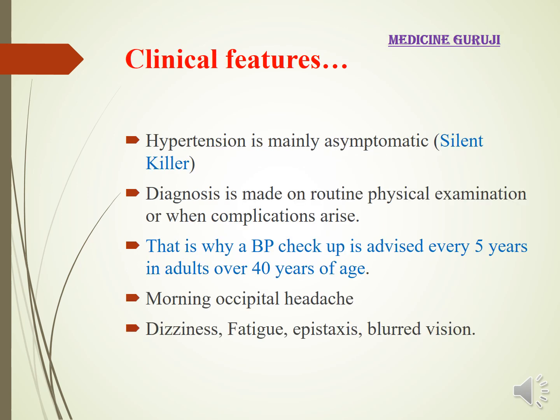What are the various clinical features a hypertension patient has? Remember, it is known as the silent killer. Hypertension is mainly asymptomatic. How do we diagnose it? Diagnosis is made on routine physical examination or when there are complications. That is why a checkup is advised every 5 years in adults over 40 years of age.